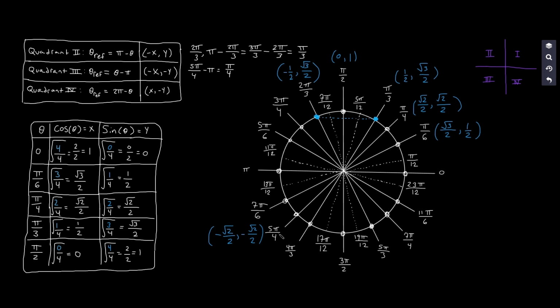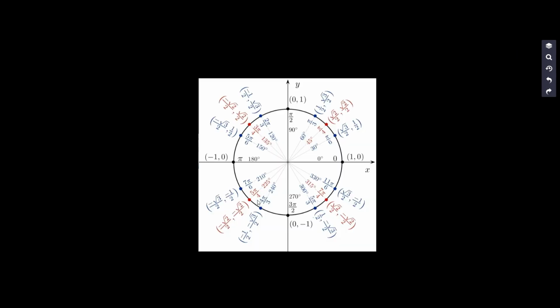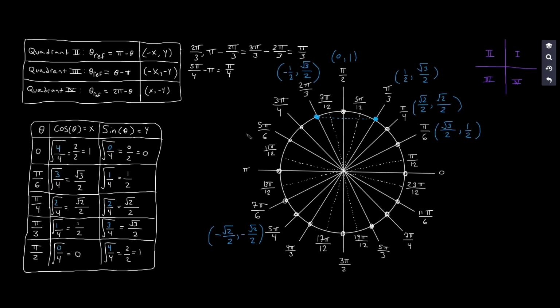And let's just check with the unit circle for reference to make sure that we have the correct coordinates for 5 pi over 4. 5 pi over 4 is the negative square root of 2 over 2 for both x and y. So it looks like we got that one. All right, cool. And let's do another example. How about this one? We'll do one from quadrant 4. Let's find the coordinates for 11 pi over 6. And 11 pi over 6 is right here, which is in quadrant 4.